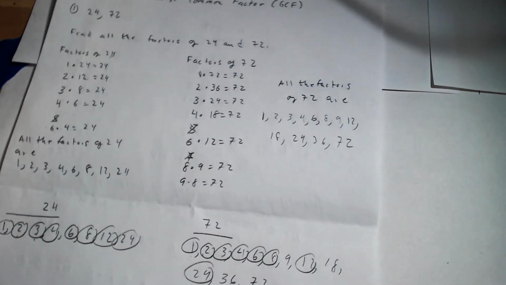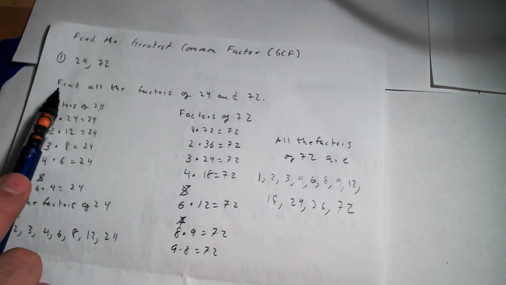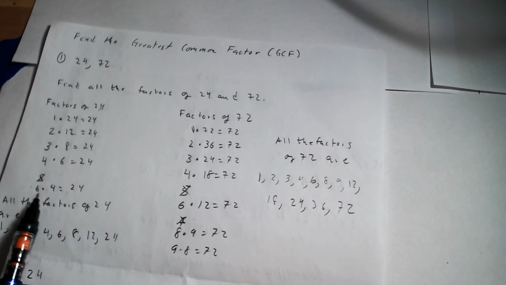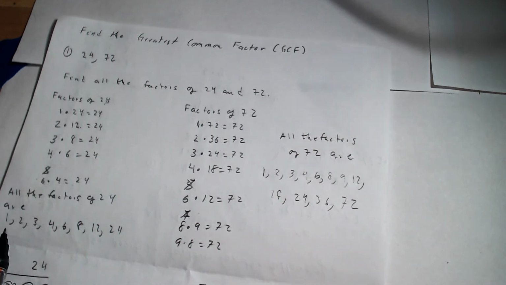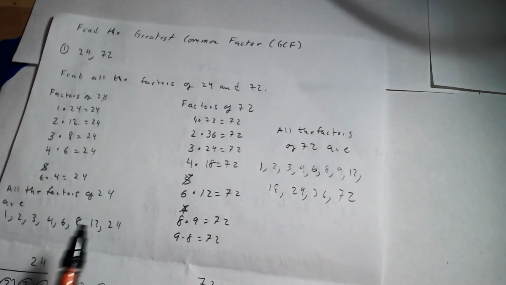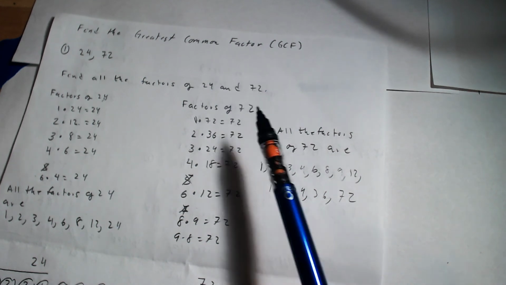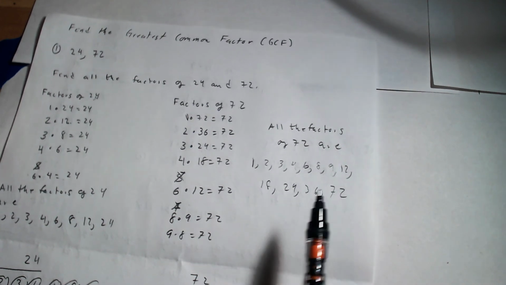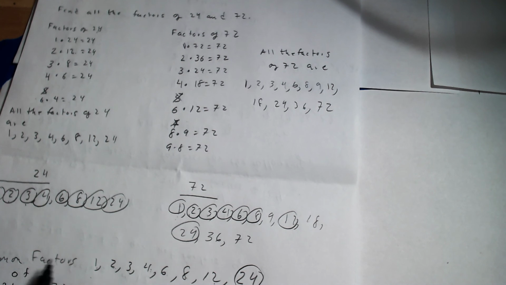Just to backtrack, they're asking us to find the greatest common factor. We have to first find all the factors of 24 and 72. Sometimes it's a lot of tedious work, but it's basically just using your calculator. You get the factors of 24, which are 1, 2, 3, 4, 6, 8, 12, and 24. You do the same thing for 72 and get 1, 2, 3, 4, 6, 8, 9, 12, 18, 24, 36, and 72. Then you compare which numbers are repeated, in other words common. In this case, 1, 2, 3, 4, 6, 8, 12, 24.